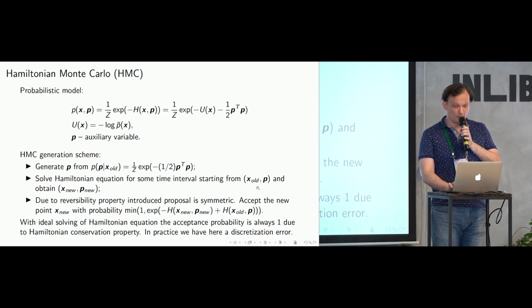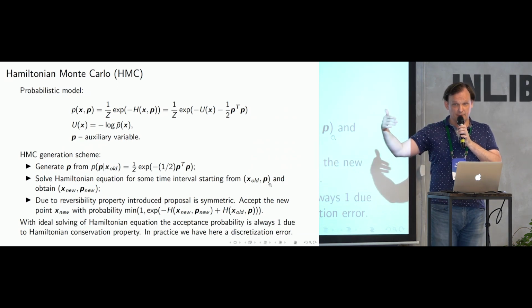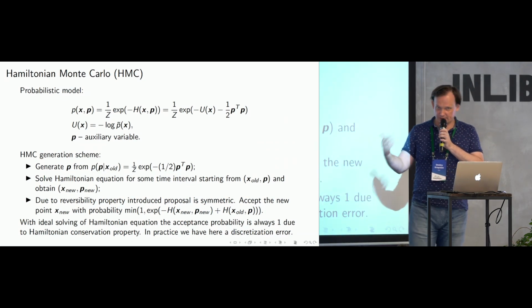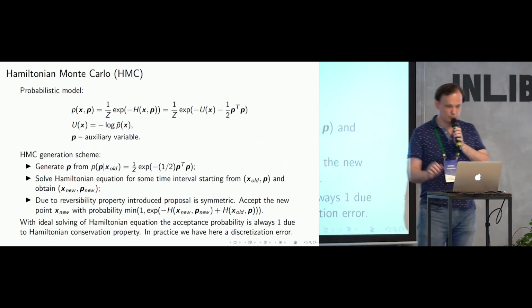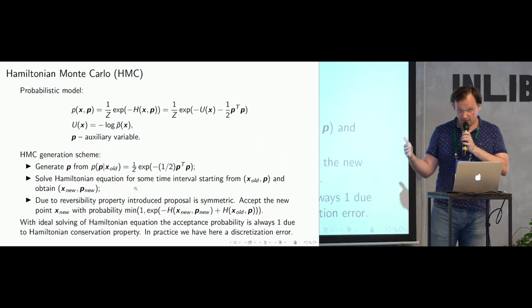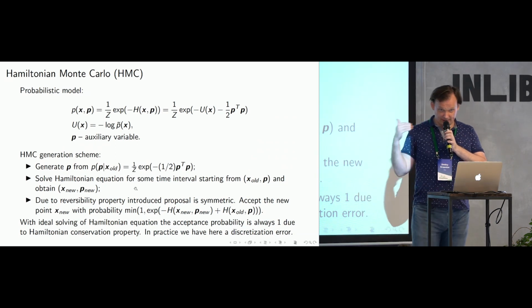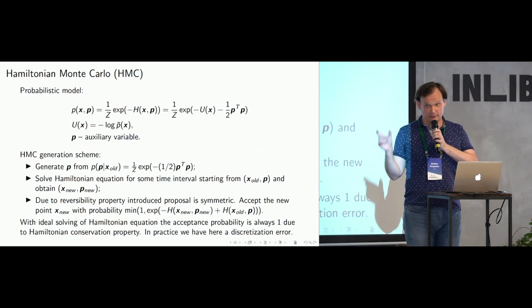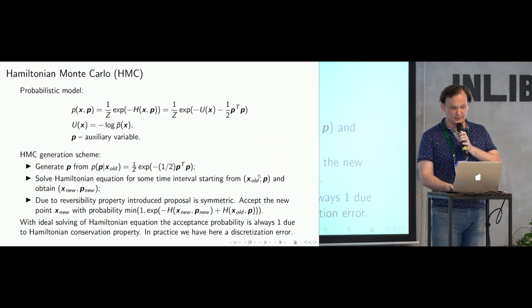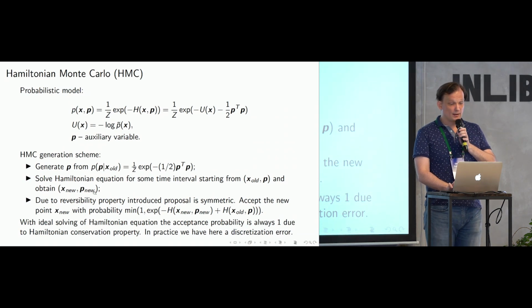Then we have a pair of points, x old and p, and we just solve the Hamiltonian dynamics starting from this point for some time period. This is one of the parameters of the method that you should choose by yourself. And we come to the new pair of points, x new and p new, and in this movement, we are guaranteed to conserve our Hamiltonian value. So the Hamiltonian at this pair of points is actually equal to the Hamiltonian at this pair of points.